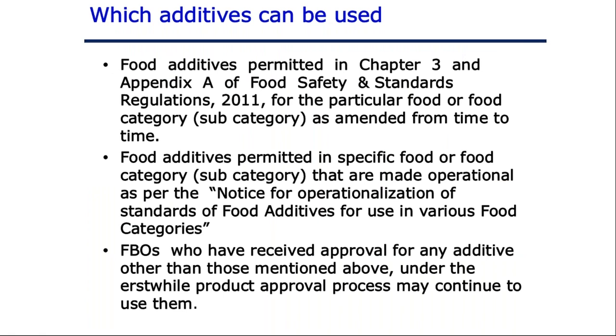Now, coming to our regulations, the FSSAI regulations, which additive can you use and where can you use it? If you go to FSSAI, the food additives permitted are listed in Chapter 3 and Appendix A of the Food Safety and Standards Regulations 2011 for the particular food or food category, as amended from time to time. The food additives permitted in a specific food or food category are made operational by Gazette notification.